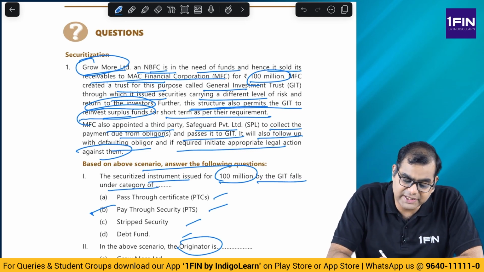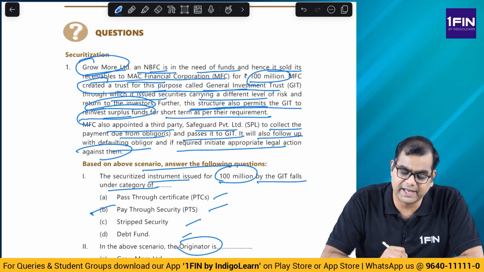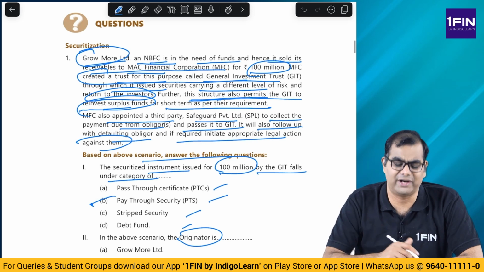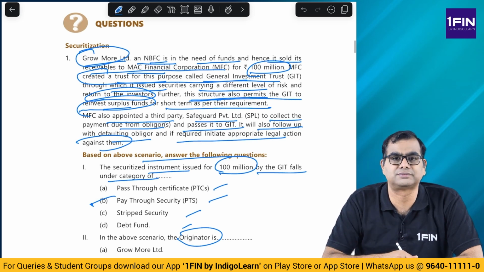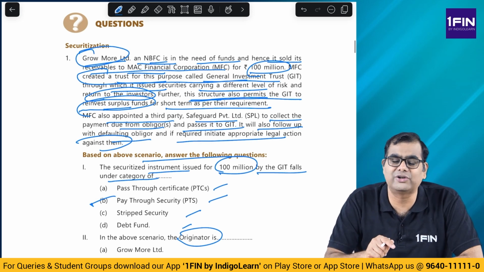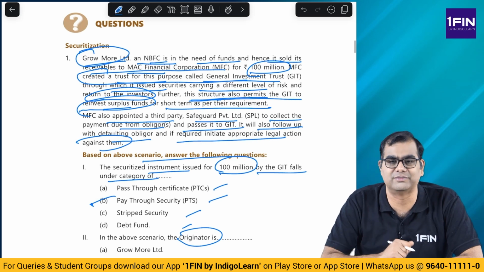Whereas MFC created a trust for this purpose called GIT, through which it issued securities carrying different levels of risk. So MAC did all the activity, or MFC, whatever they call it. Right, MFC securitized the receivables. The one who securitized the receivables is the originator, not the one who actually sold the receivables.